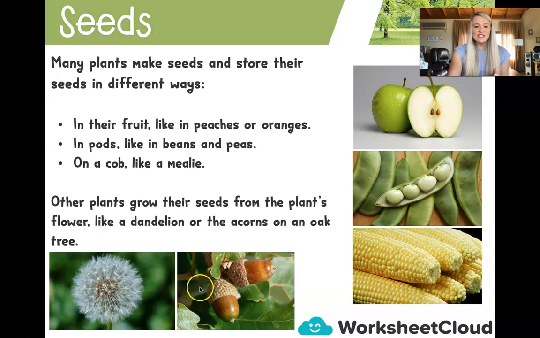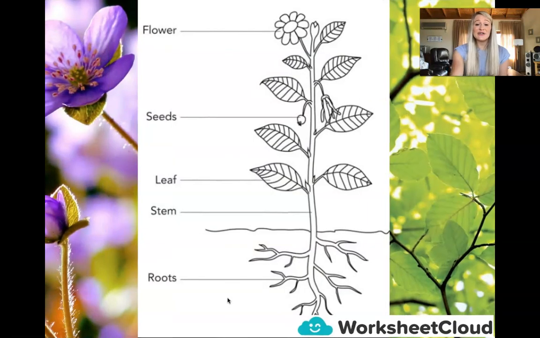And lastly, as you can see, the acorns of an oak tree are actually the seeds of an oak tree. So very interesting how seeds can come in various different shapes and forms and be stored in different ways as well. Okay, so I just want to run through the different parts of the plant.